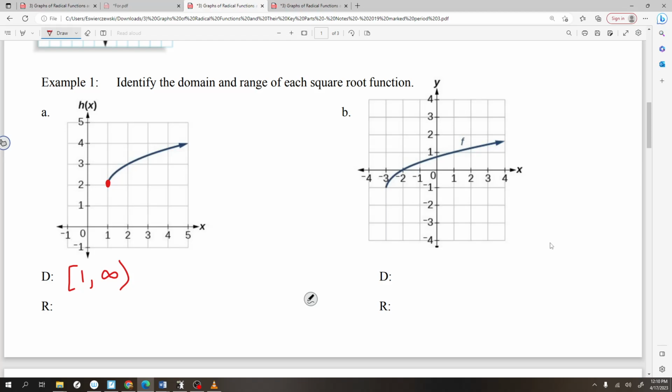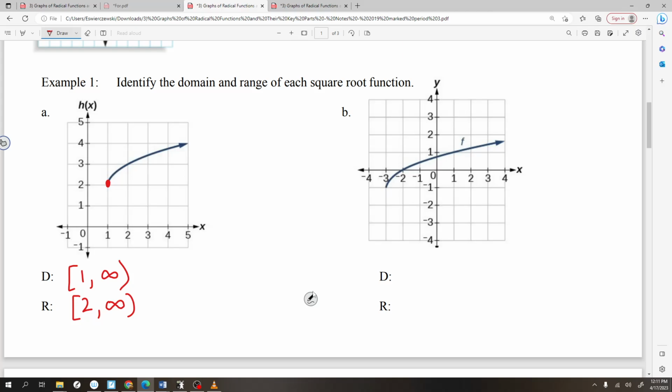The reason is because infinity is more of a concept than a number, right? I don't know. That's how I remember it. Range. How low does this graph go? 2. Again, I'm going to put that in a bracket. How high does it go? Infinity.